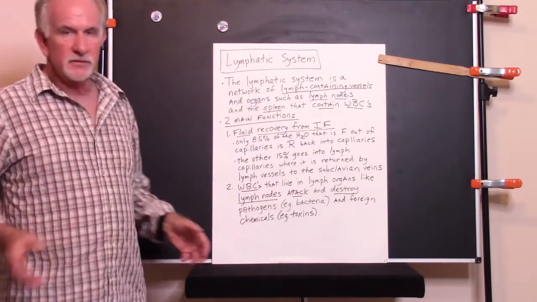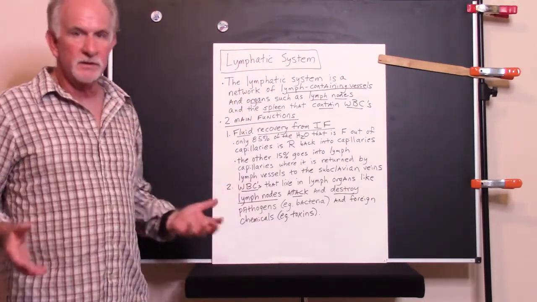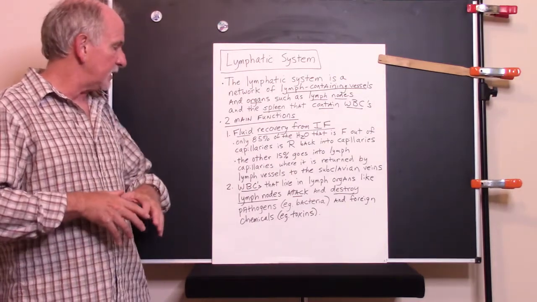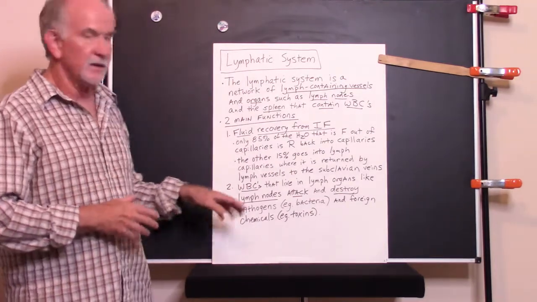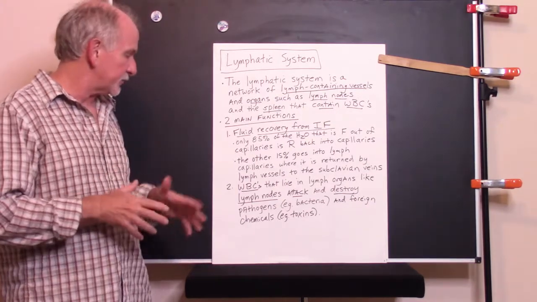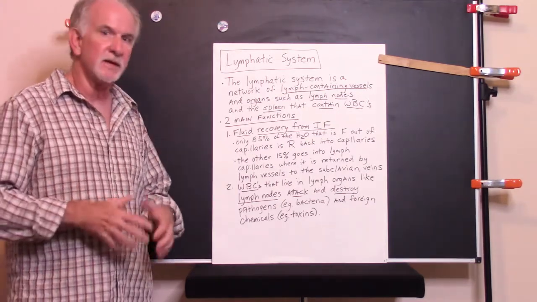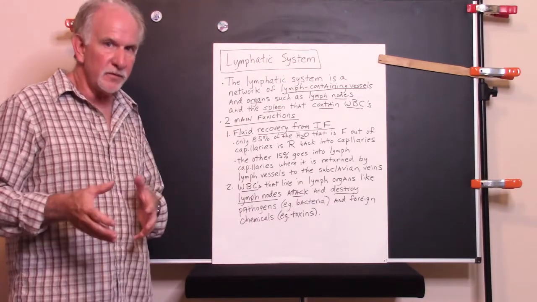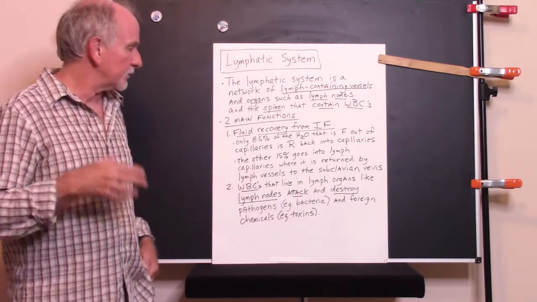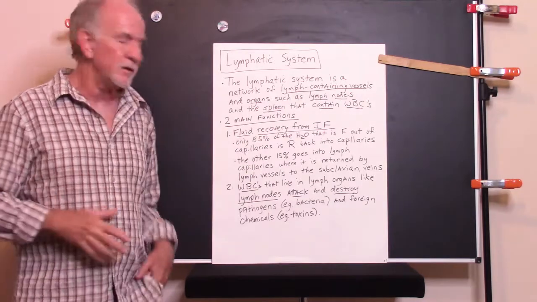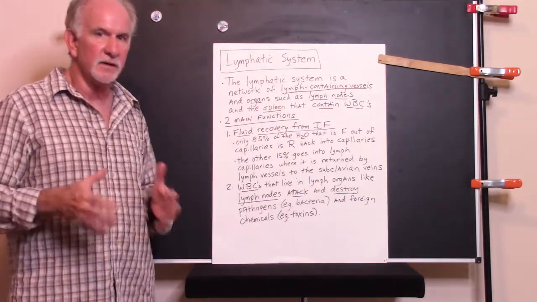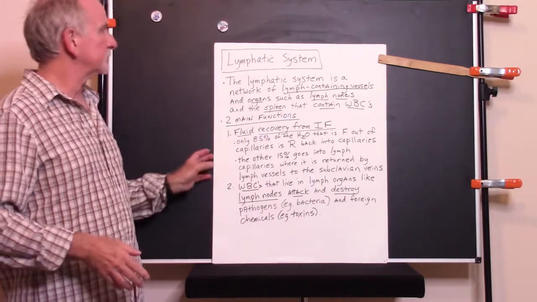A second major function is that white blood cells live in lymph organs like the lymph nodes, and they will attack and destroy pathogens like bacteria that come into lymph capillaries and flow with the lymph into lymph nodes. They'll also destroy any foreign chemicals that flow with the lymph through lymph nodes.